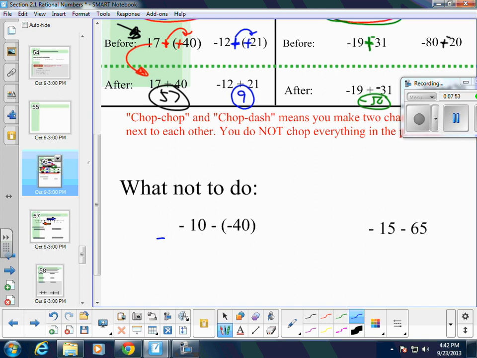I'll see them do that exact thing as I said there on this first problem. They'll go chop, chop, chop. They'll do every single negative sign or subtraction sign, and they'll make it a positive. Okay, but I don't want to do that. That's not what I'm trying to do.